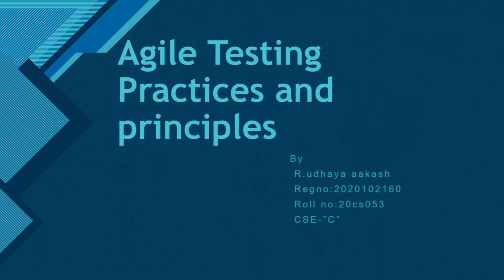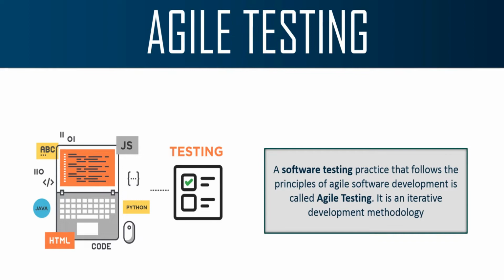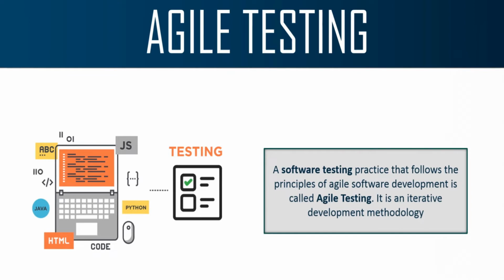Today we are going to see about Agile testing practices and principles. Agile testing. Agile testing is a type of software testing that follows the principle of Agile software development. It is an iterative development methodology and the requirements evolve through collaboration between the customer and a self-organizing team. An Agile team works as a single team towards a common objective of achieving quality. Agile testing has shorter time frames that are known as iterations.